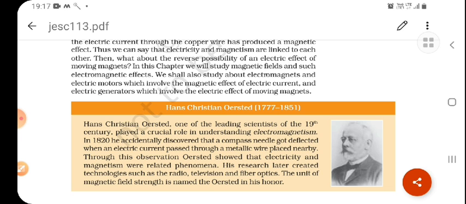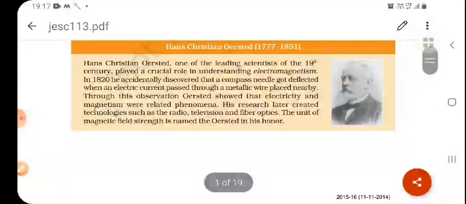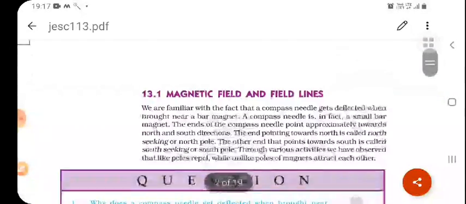His research later created technologies such as radio, TV and fiber optics. With the help of this research on electromagnetic effects, useful devices like radio, TV and fiber optics were discovered. The unit of magnetic field strength is named the Ørsted in his honor.